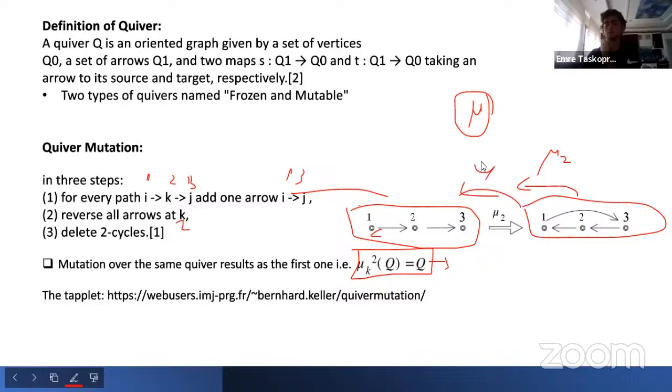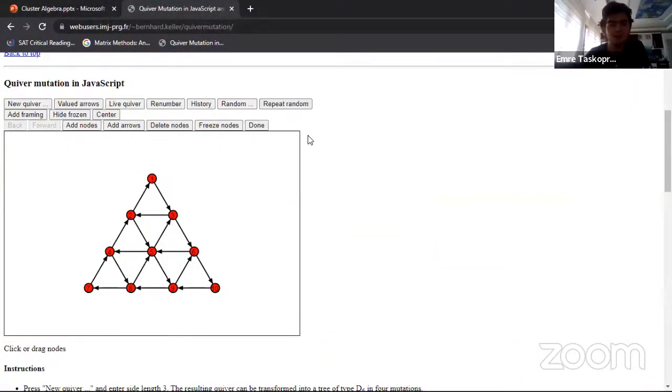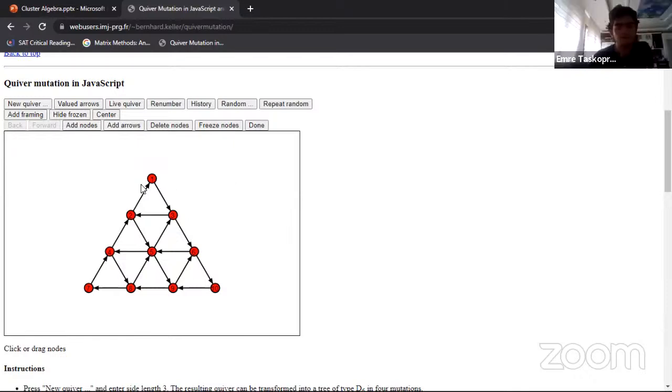And we have a tablet that was created by using JavaScript, and I want to show it to you. It's a useful tool. Can you see the tablet at the moment? We can see. Okay. Right now we have nodes 1 through 10. And if we tap one of these red bubbles, it will change our arrows, because if we tap them, we take their mutation.